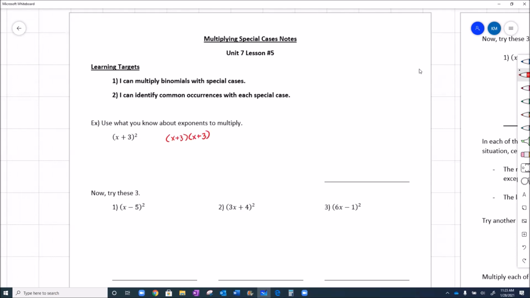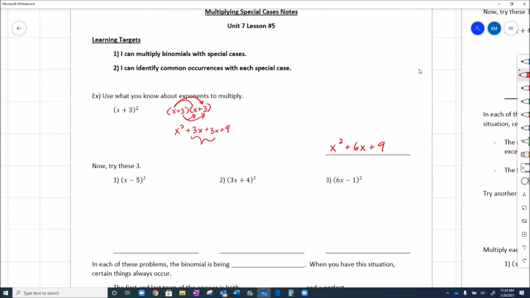Okay, this is multiplying binomials. We've done this yesterday. There's two ways that we can do it, either foiling or by using our box method. If we choose to FOIL, we have x times x, which is x squared, x times 3, which is 3x, 3 times x, which is 3x, and 3 times 3, which is 9. And so adding our like terms together, we get our final answer to be x squared plus 6x plus 9.